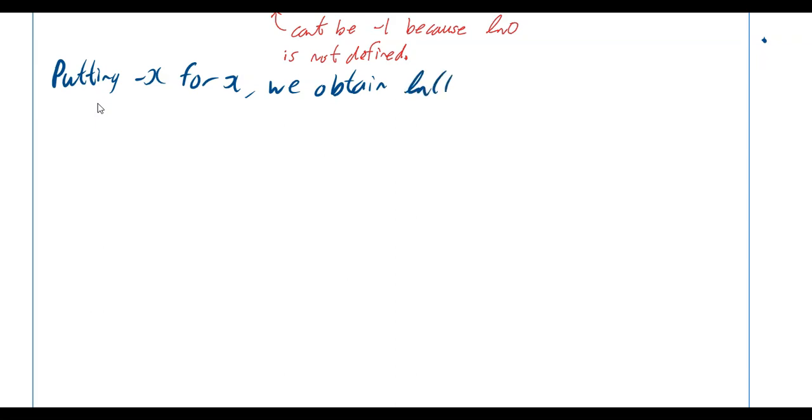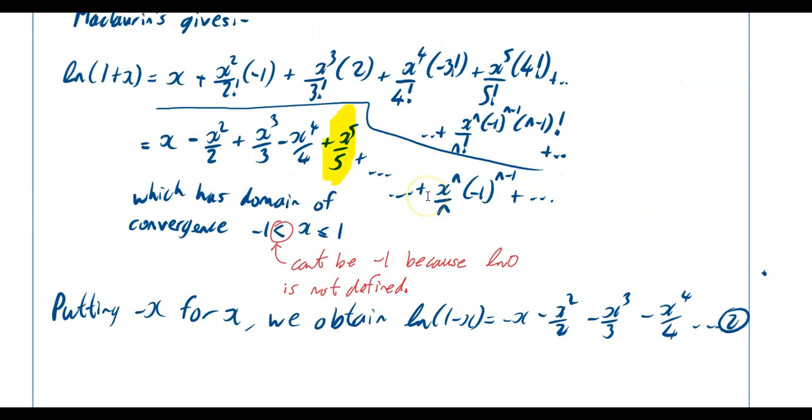ln of 1 minus x is equal to, and it's just going to be minus x squared over 2 minus x cubed over 3 minus x to the 4 over 4. And we're going to call this equation 2. So go back and call the one up here equation 1. So we've got equation 1 now and equation 2.